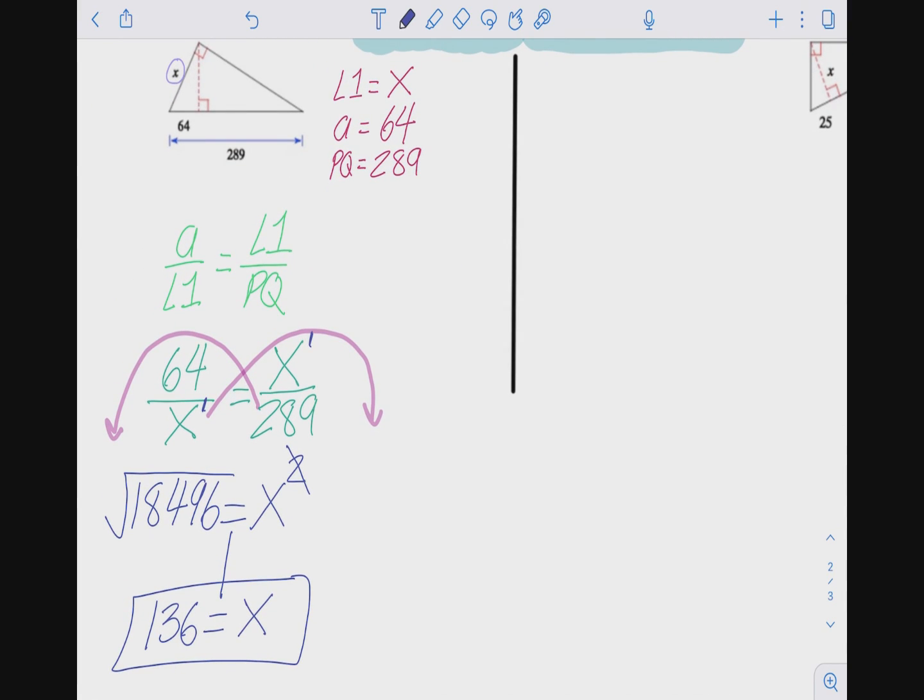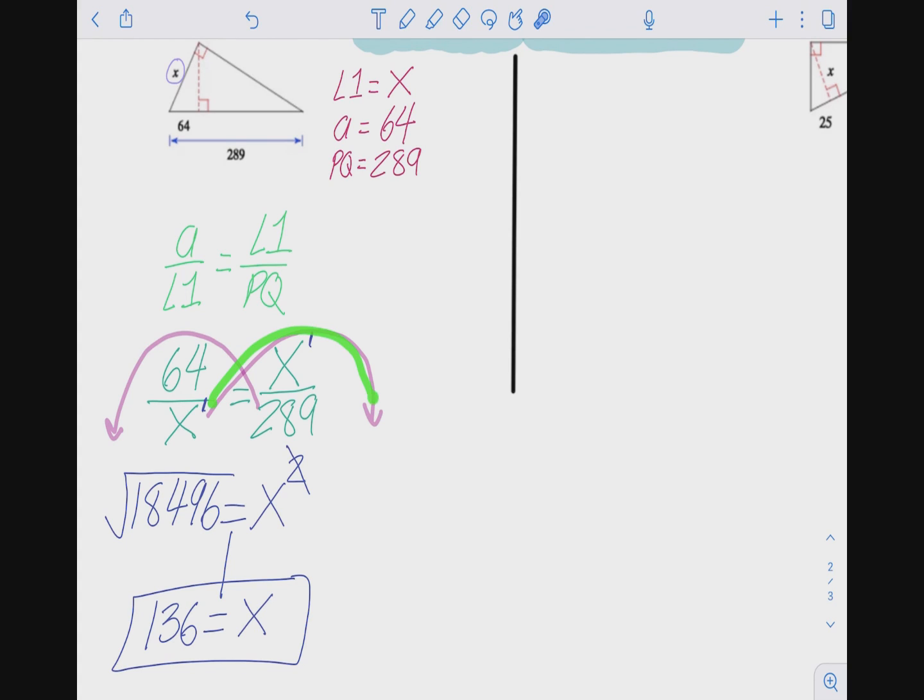That's the first example. There you go, right? One step at a time. We found L1, we found A, we found PQ. We put it into the proportion. We butterfly multiply, cross multiply, bird, right? Maybe this looks like a bird.